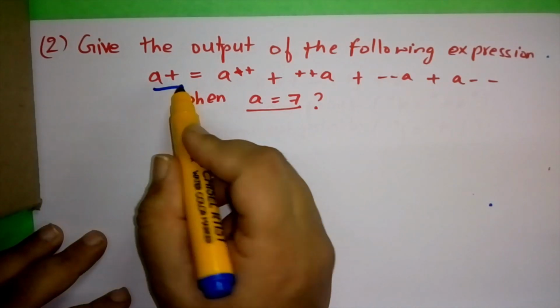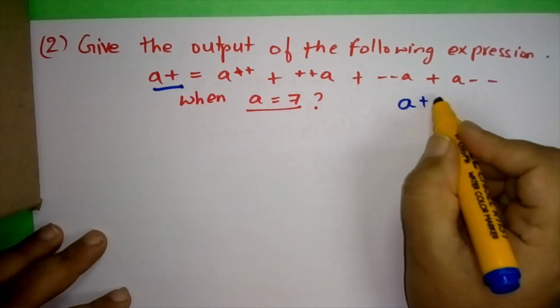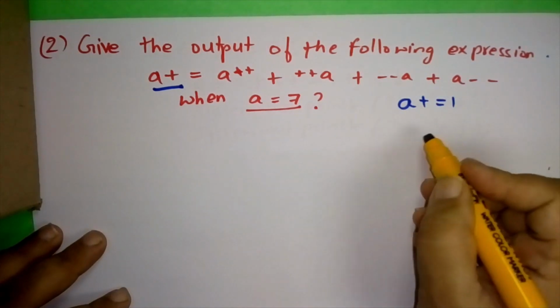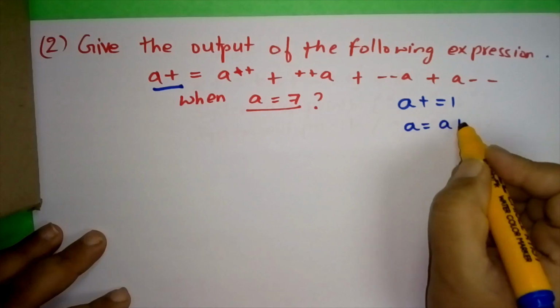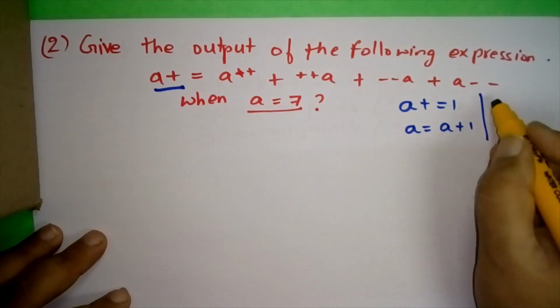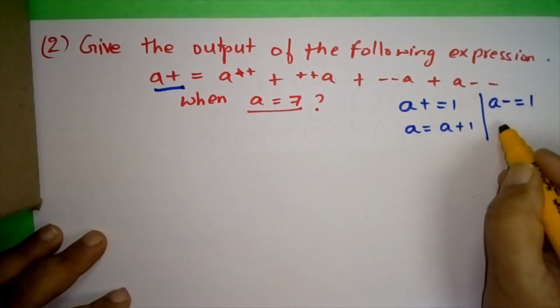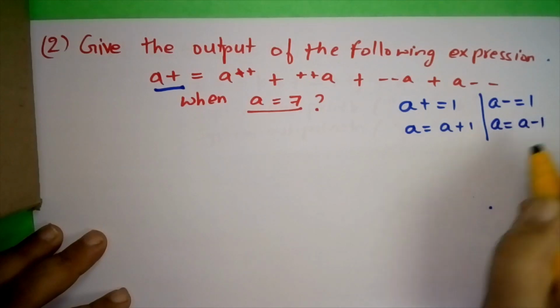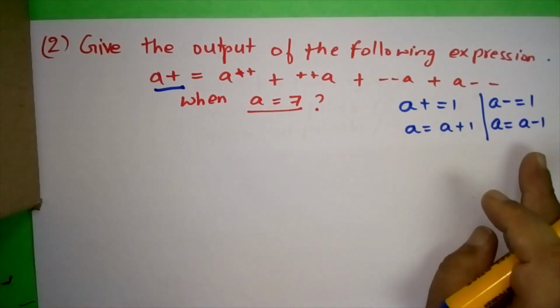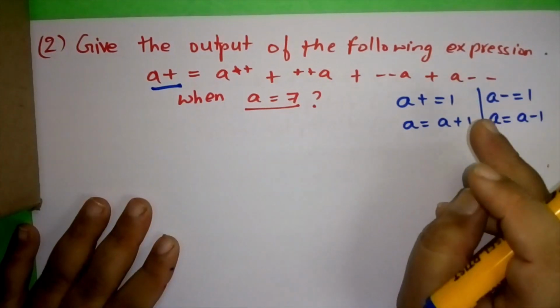See, this is a shorthand notation. You have a plus equal to 1. How do you write this? a is equal to a plus 1. Or you may have like this, a minus equal to 1. That is a is equal to a minus 1. So the same way we need to expand this term.